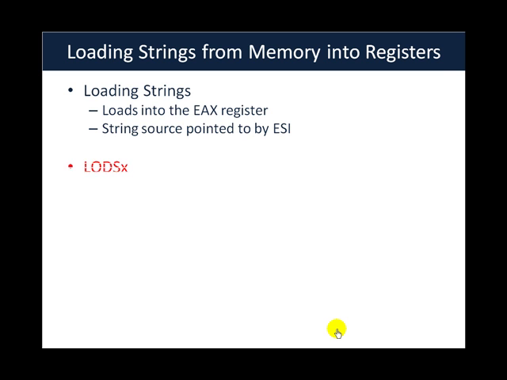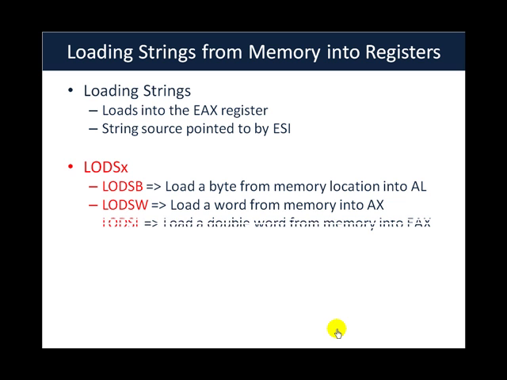Now let's go forward and look at various ways in which we can load strings from memory into registers. In order to load strings, we will be using the LODSX series of instructions. Now, there are a couple of things which one needs to remember. The first is that the LODSX series of instructions will load the string into the EAX register, always. Number two, the string source needs to be pointed to by ESI. These two things always have to be true in the case of the LODSX series of instructions.